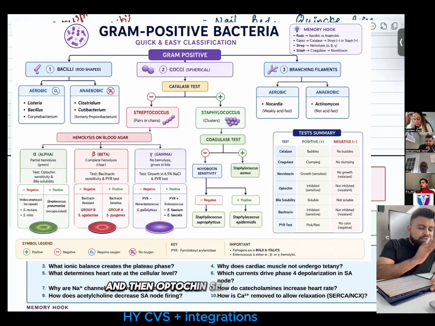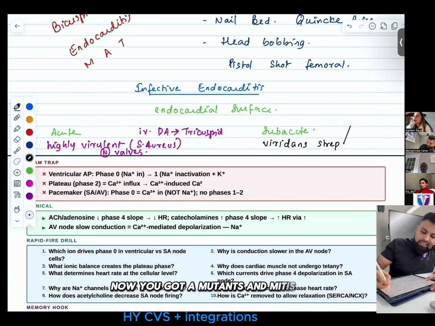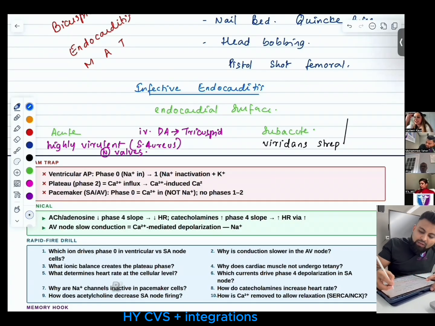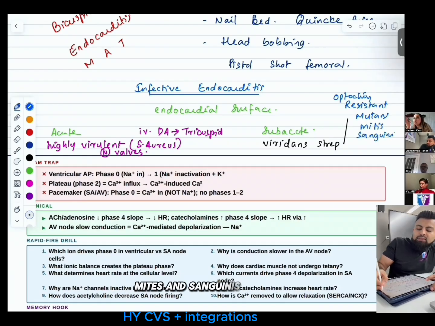And then optochin sensitive is Strep pneumo. And optochin resistant is... mutans, mitis. Yes, mutans. Viridans. Yes, right. So this is optochin resistant. Optochin resistant, that is viridans, and the species are mutans, mitis, and sanguinis. Mutans, mitis, and sanguinis, right? So just remember these three.